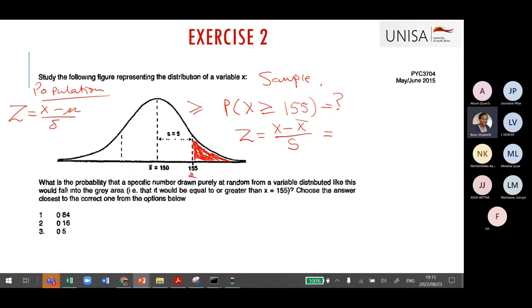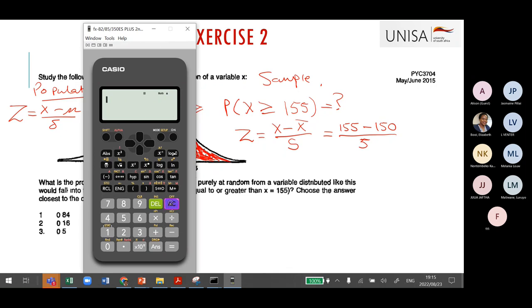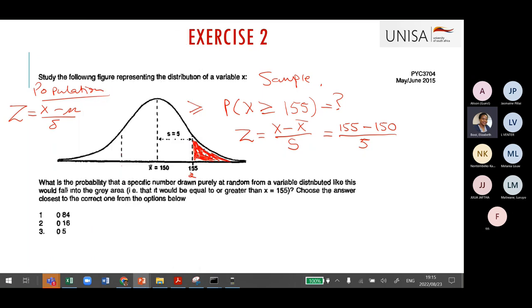So this is what we want to find, the probability of the shaded area. Our x is 155 minus our mean, which they have given you, 150. Your standard deviation is 5. What is the answer? 155 minus 150 divided by 5 equals, do you also get 1 as your answer? Yes, 1. Okay, so tell me, which side? Is it the smaller side or the bigger side? It's very clear.